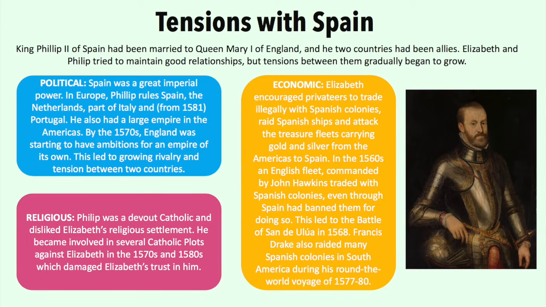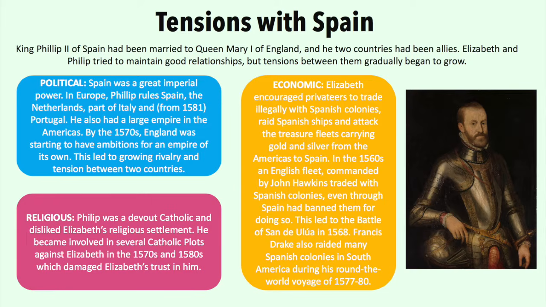Spain was a great imperial force. In Europe, Philip ruled over Spain, the Netherlands, parts of Italy, and from 1581, Portugal. He also had a large empire in the Americas. By the 1570s, England was starting to have ambitions for an empire of its own. This led to growing rivalry and tension between the two countries.